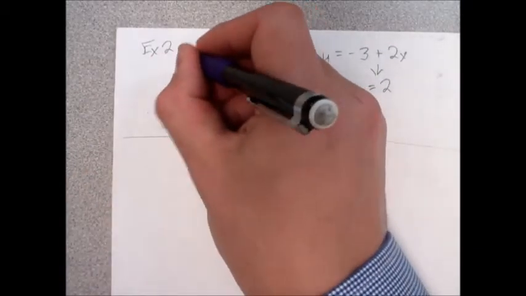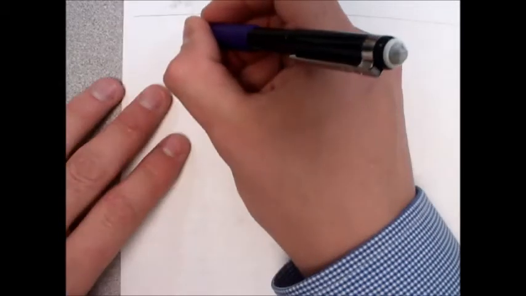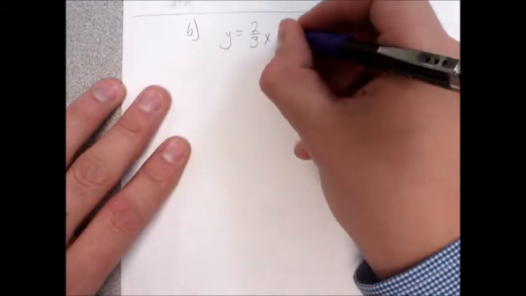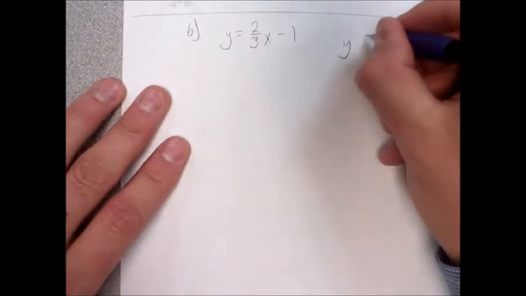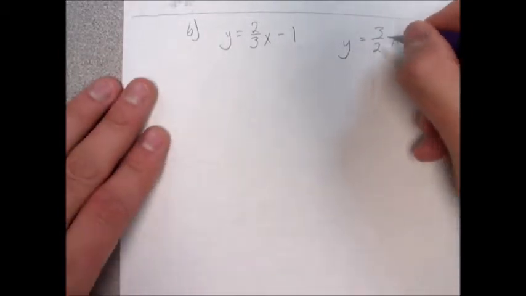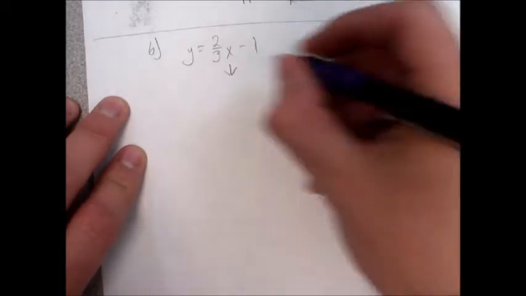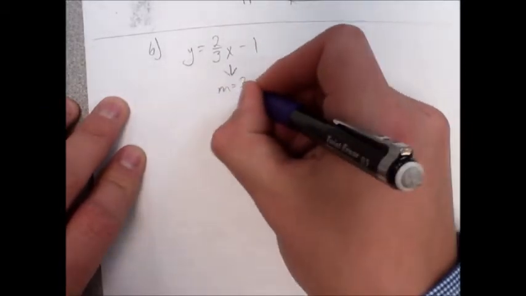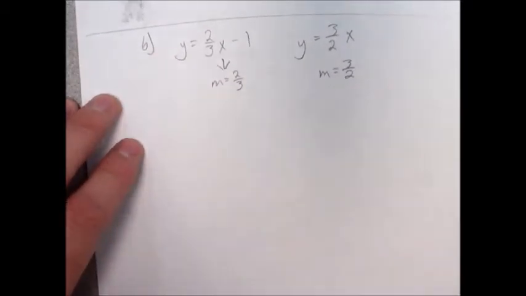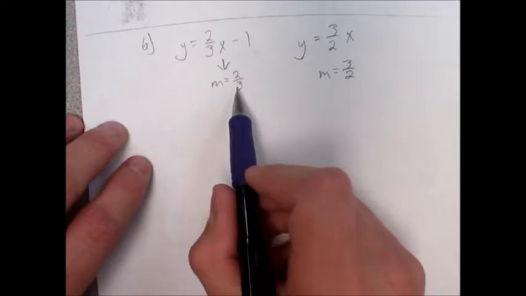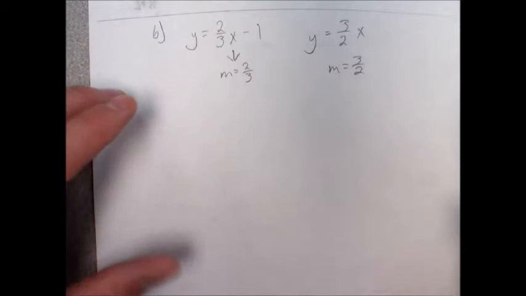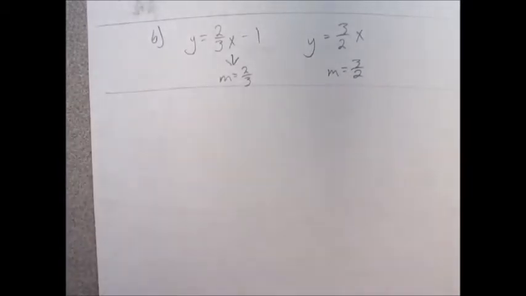That was A. This is part B. It says, are the lines y equals 2/3 x minus 1 and y equals 3/2 x parallel, perpendicular, or neither? So what is the slope of this one? It's just 2/3. What is the slope of this one? 3/2. Are they parallel, perpendicular, or neither? Neither. They are reciprocals, but they're not opposite reciprocals, so it doesn't give us a clear indication that they are parallel or perpendicular. So neither.